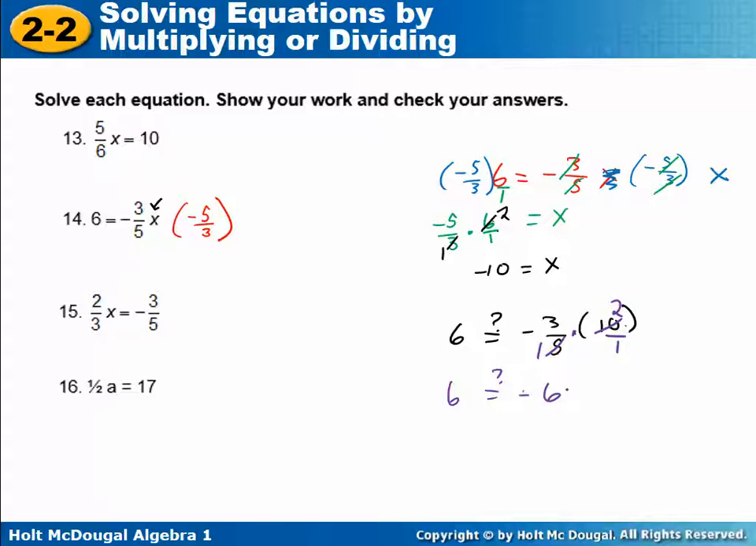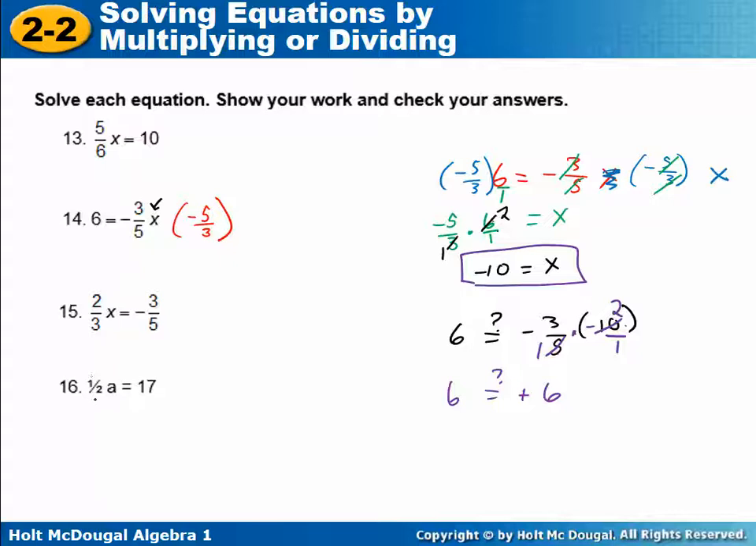Where did I lose my negative? Oh, right here. I forgot to put a negative 10 in for my answer. Negative 3 times negative 2 is a positive 6. So if I would have ended up with, on my check, 6 equals negative 6, I would have to go back and find my mistake. My mistake was in the check. The answer is negative 10, but I had written a positive 10 there instead. So the answer is negative 10.